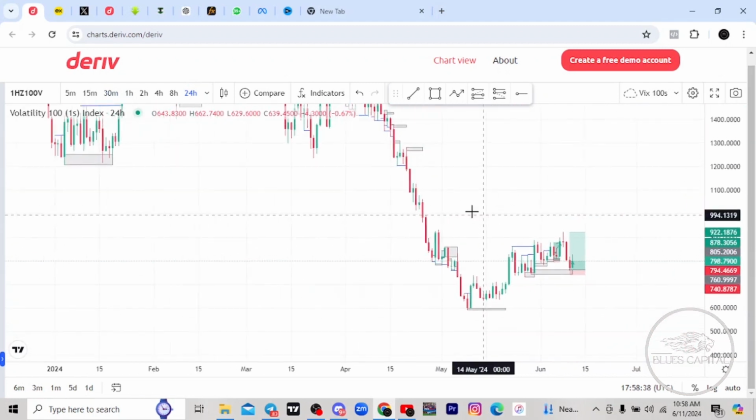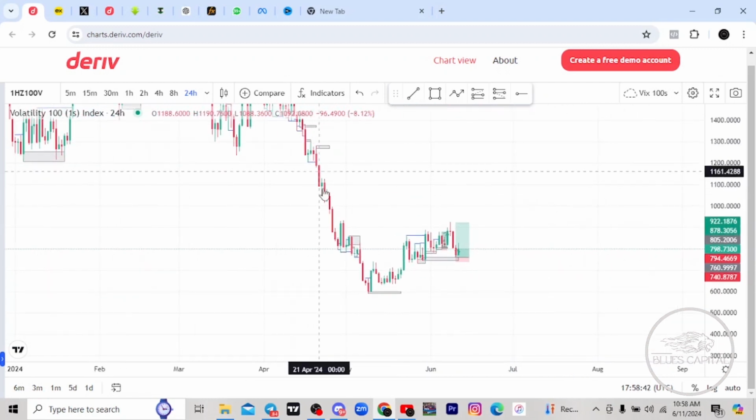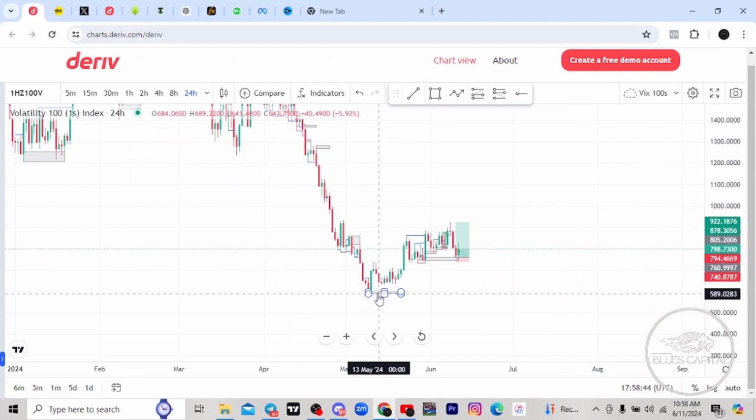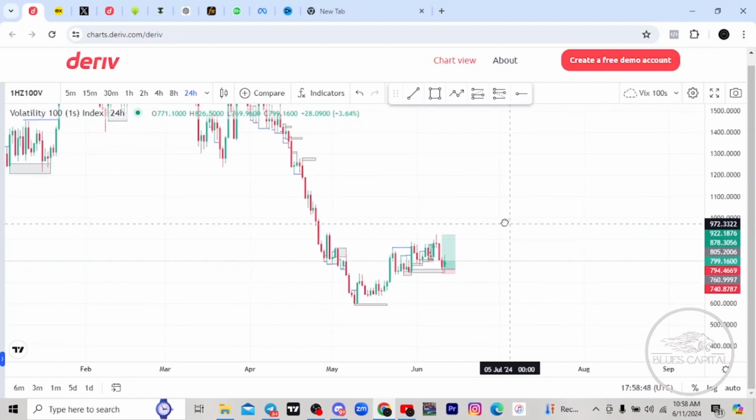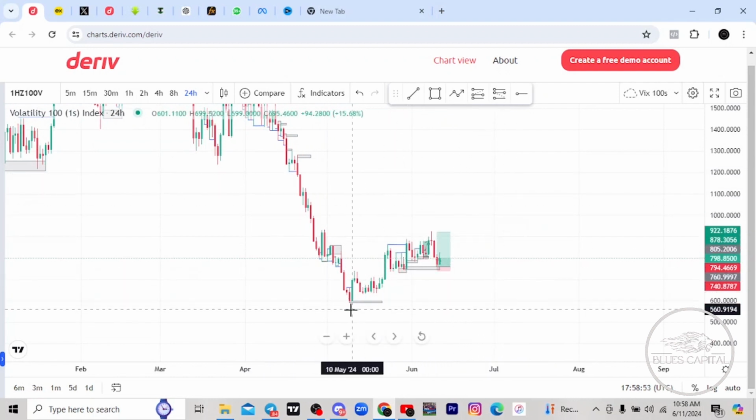According to this, on 24 hours, you can see the market is bearish. Can you see the market is bearish from this side? So from this side, the market is now retracing to the upside before continuation to the downside. So this is a retracement on the higher time frame.